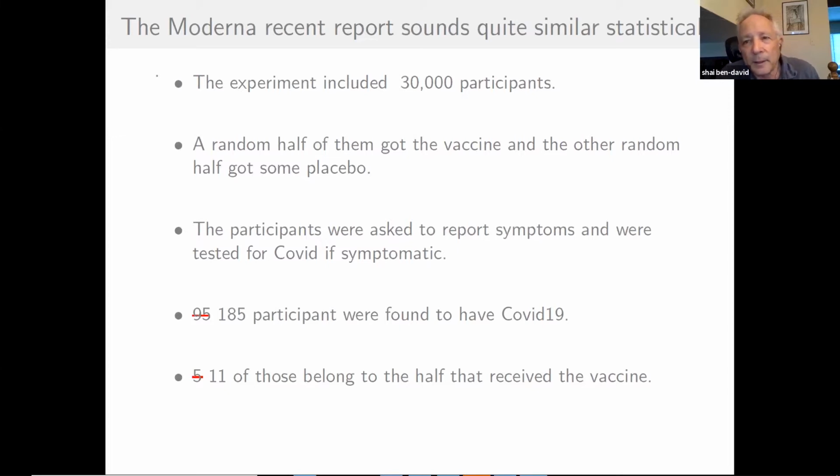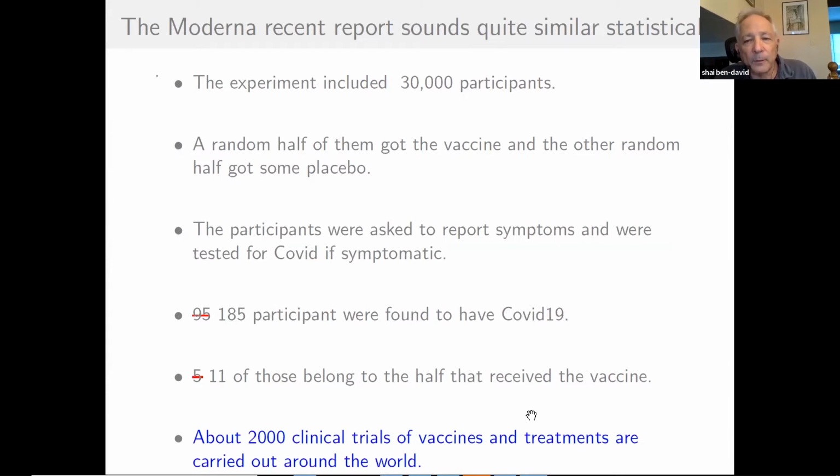The Moderna experiment had a very similar experimental design. They included 30,000 participants. Again, a random half got the vaccine and a random half got the placebo, and they were asked to report the symptoms. Initially, we got 95 sick patients. Eventually, at the end of the trial, there were 185, and 11 of those are among those that got the vaccine. Again, we see that the big majority of those that got sick were getting the placebo and not the vaccine.